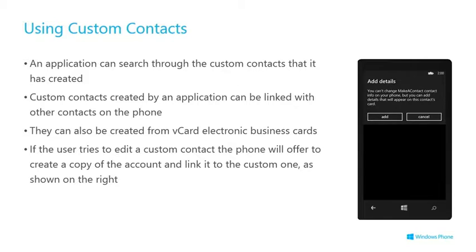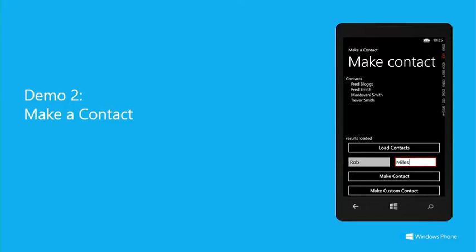So an application can search through the custom contacts that it has created, and if a user tries to edit one of these custom contacts from the People Hub, then you have this weird linked contact experience. This is something that's going to be much easier to show in a demo than to explain on a slide. So let's go ahead and do that.